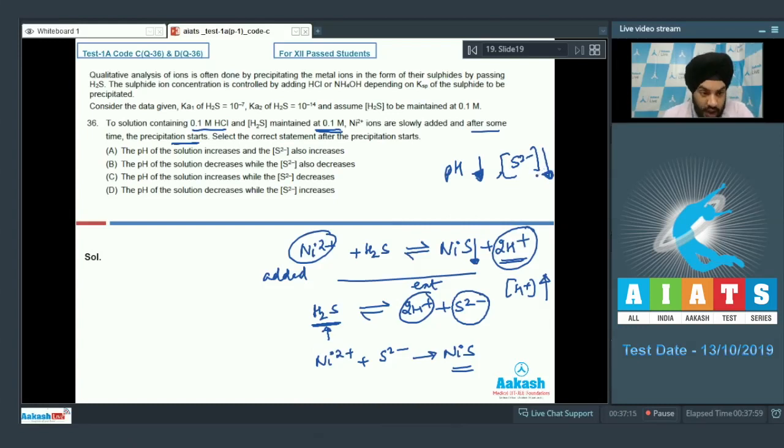Okay, so if you look at the options which are given to us, the first option is not correct. If we talk about the second option, it is the correct answer, students. It says that the pH of the solution decreases, whereas the sulfide ion concentration also decreases during the course of the reaction. So the correct answer to question number 36 has to be marked as option B.